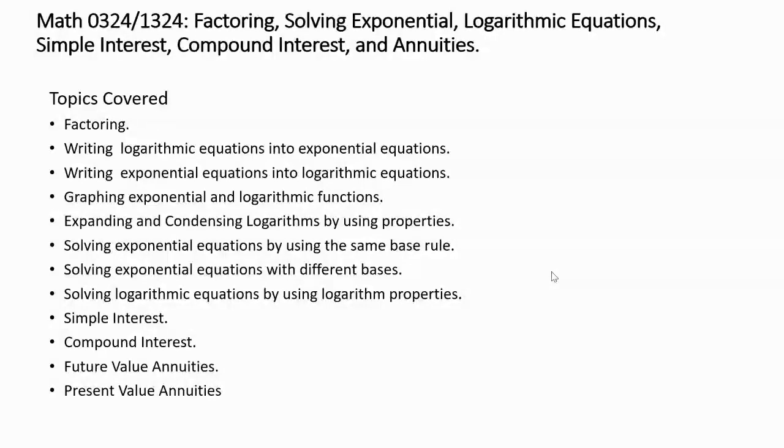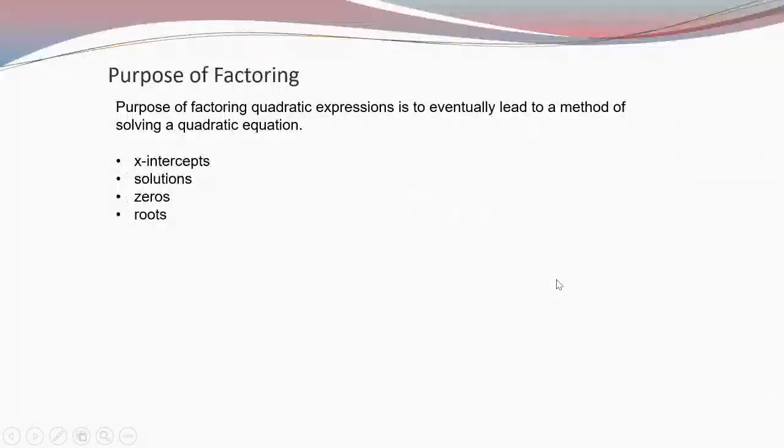It's factoring, writing logarithmic equations into exponential equations, writing exponential equations into logarithmic equations, graphing exponential and logarithmic functions, expanding and condensing logarithms by using properties, solving exponential equations by using the same base rule, solving exponential equations with different bases, solving logarithmic equations by using logarithm properties. And then chapter 5: 5.1 is simple interest, 5.2 is compound interest, 5.3 is future value annuities, and finally 5.4 is present value annuities. So let's begin with factoring.